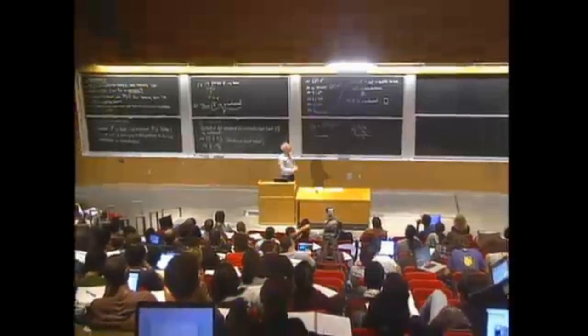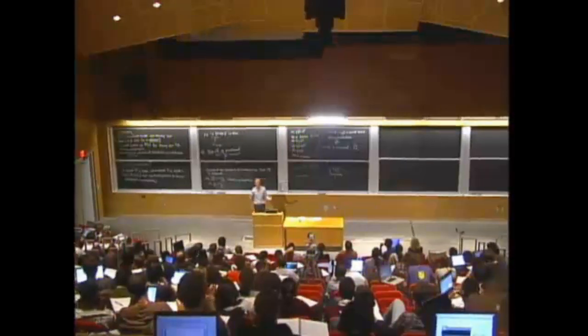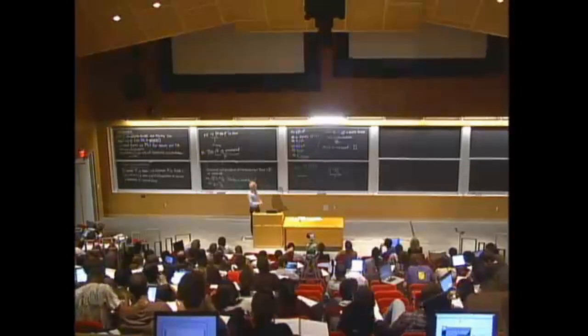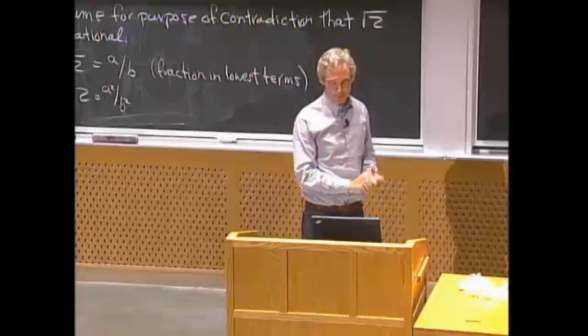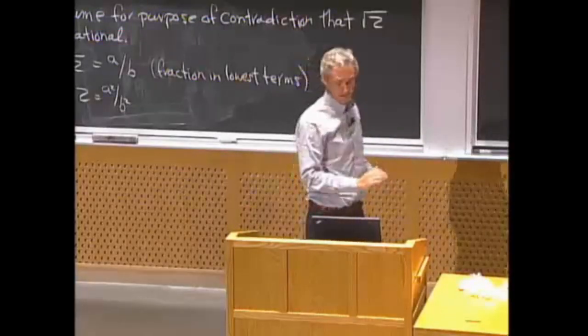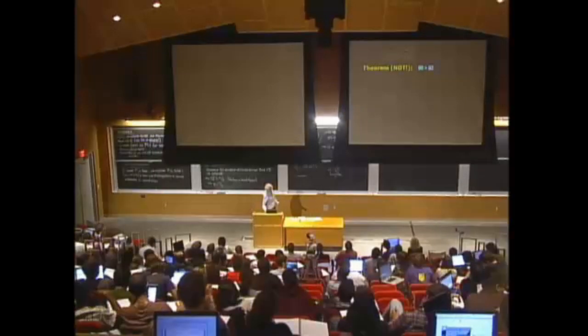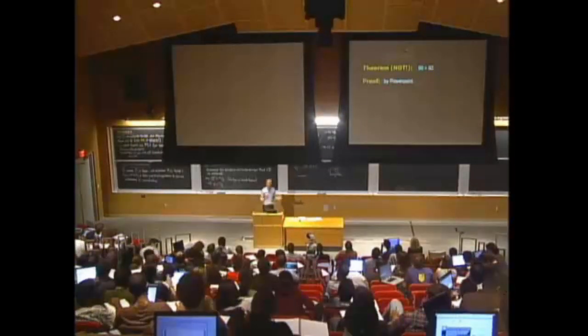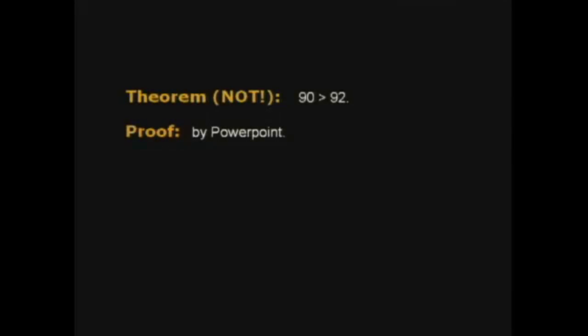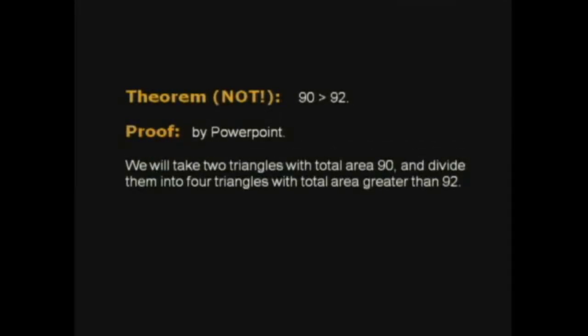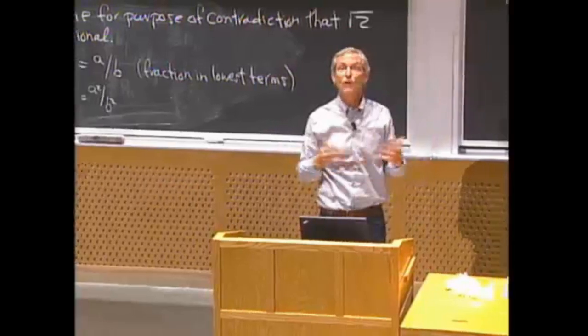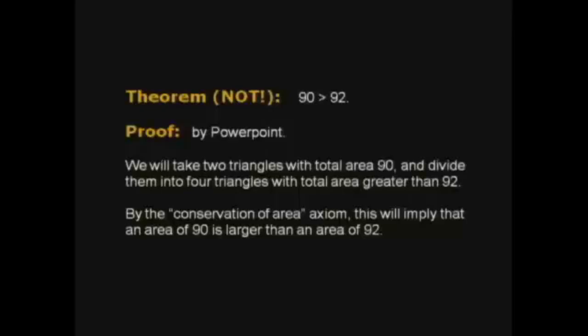So I'm going to prove to you that 90 is bigger than 92. All right, and that hopefully is not really true. But watch this proof and see if you can see any problems with it. All right, the proof by PowerPoint. Right away, you should be suspicious. I'm going to take 2 triangles with total area 90 and put them together and then divide them up into 4 triangles with area greater than 92. And by the conservation of area axiom, which you want to be maybe thinking about, this will imply an area of 90 is larger than an area of 92, and therefore that 90 is bigger than 92.